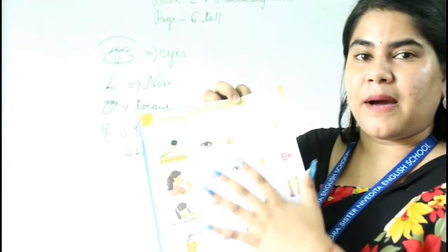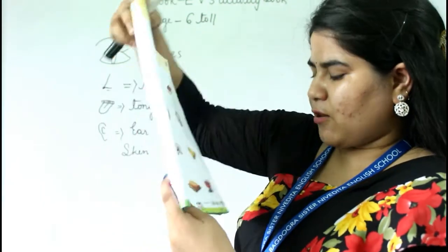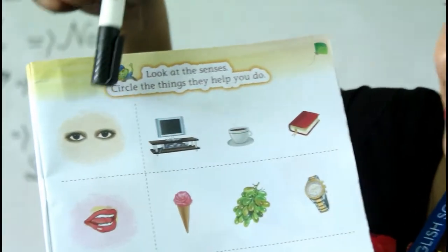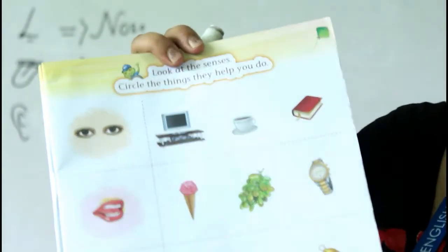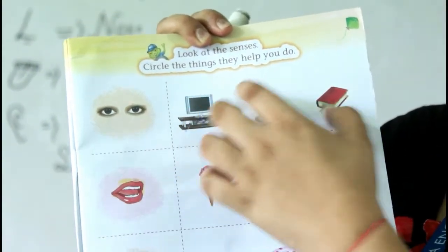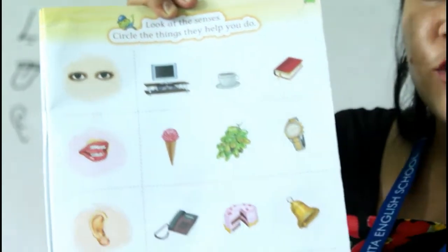Okay. I have told you how to do. Again you can do it by yourself. Now turn the page. It's page number 7. Again look at the senses. Circle the things they help you do. Look at these pictures. You have to circle the things that help you do this.